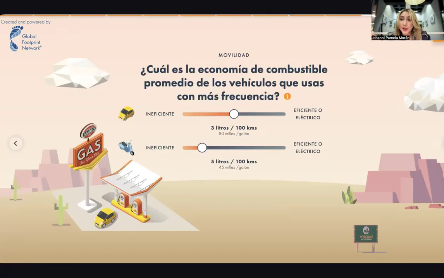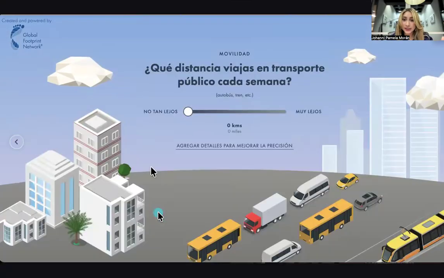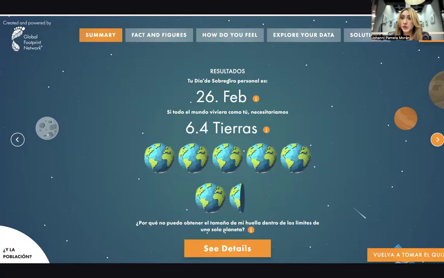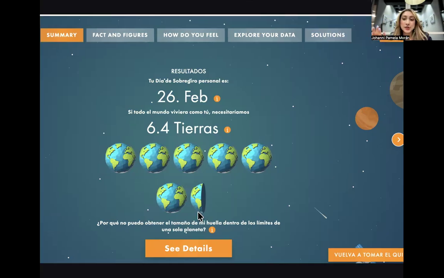And now I want to show you my footprint and my results from this quiz. So basically, this is my footprint and the results it gave me. My personal overshoot date is February 26th, and if everyone lived like me, we would need 6.4 Earths. This means I would use my entire yearly ecological budget in less than two months. So clearly, this is unsustainable. This cannot happen, and this is really worrying.